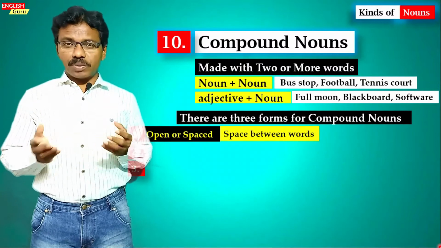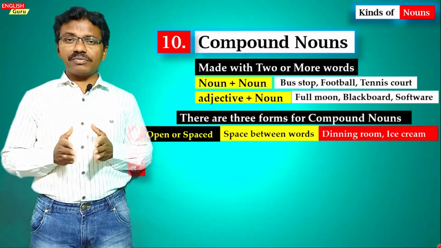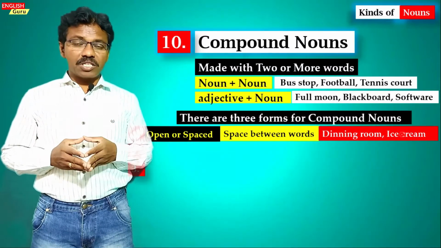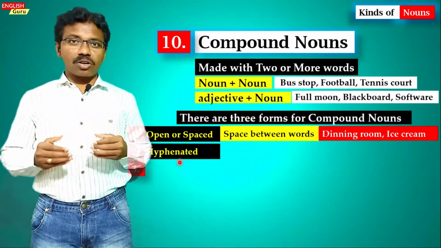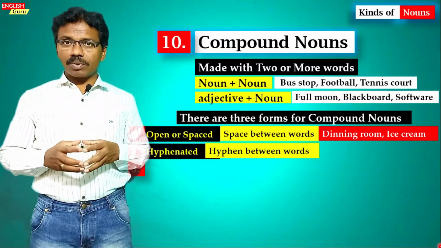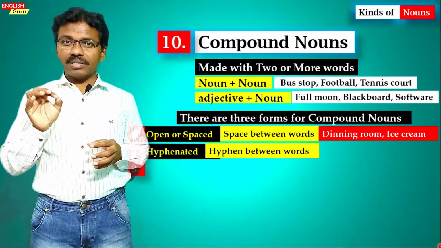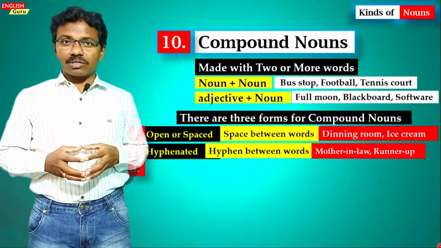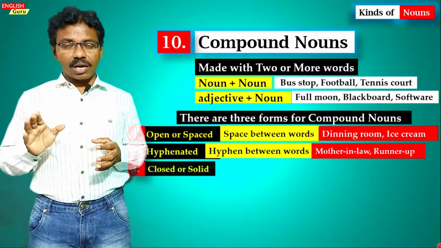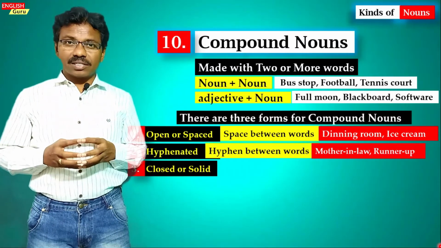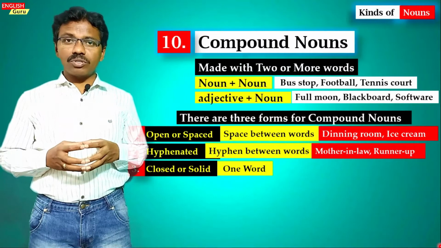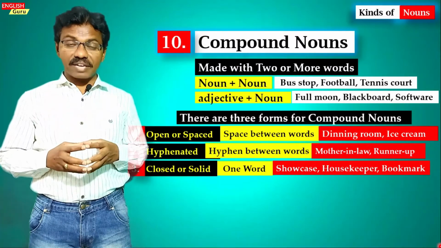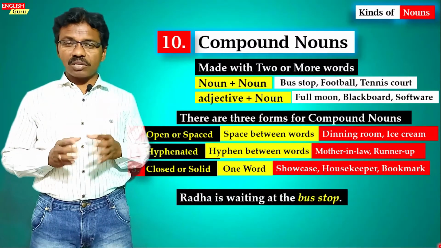The first one is open or spaced compound nouns, which means there is a space between the two words. Dining room, there is a space between dining and room. Ice cream, space between ice and cream. So they are called spaced or open compound nouns. The second one is hyphenated compound nouns. It is nothing but having a hyphen between these two words. Example, mother-in-law. So that is a hyphenated compound noun. The third one is closed or solid compound nouns. They are one word. There won't be any space or hyphen between the words. For example, showcase, bookmark, housekeeper, etc.